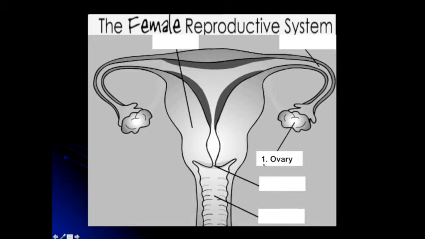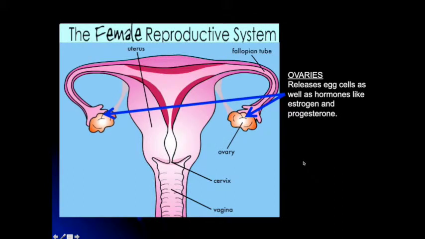So first, we are going to trace the journey of the egg cell. The females have two ovaries, the left and the right. And it's the job of the ovary to release the egg cells, as well as the hormones estrogen and progesterone. Those are the female hormones, while the male hormone, if you remember, is called testosterone.